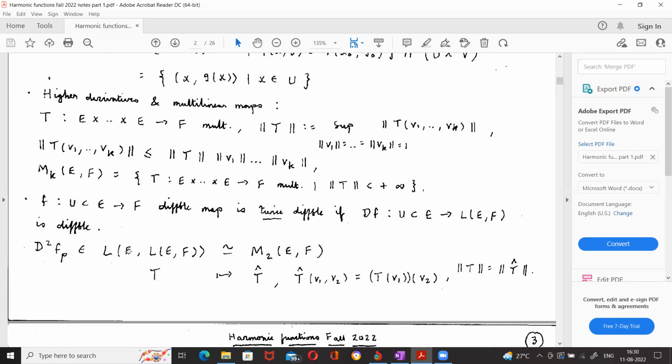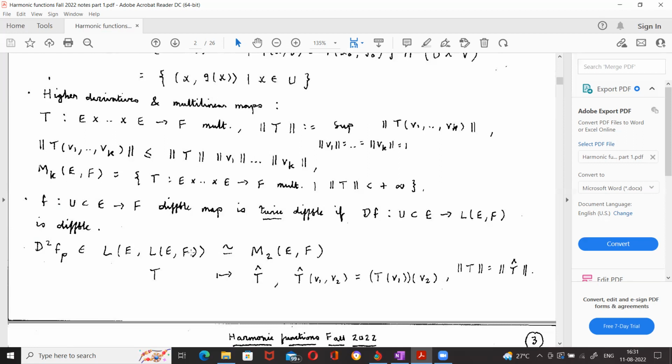Now, what is this space of linear maps from E to L(E,F)? Well, this can be naturally identified with bilinear maps from E cross E to F. The isomorphism is this: an element T on the left-hand side gives me a bilinear map T hat. How is T hat defined? T hat of two vectors v1, v2 in E is the following. You take T first and apply it to v1. T is a linear map from E to the vector space L(E,F), so given a vector v1 in E, T of v1 is an element of L(E,F). Therefore, it can act on another vector v2, so T v1 acts on v2, and that gives me a vector in F.